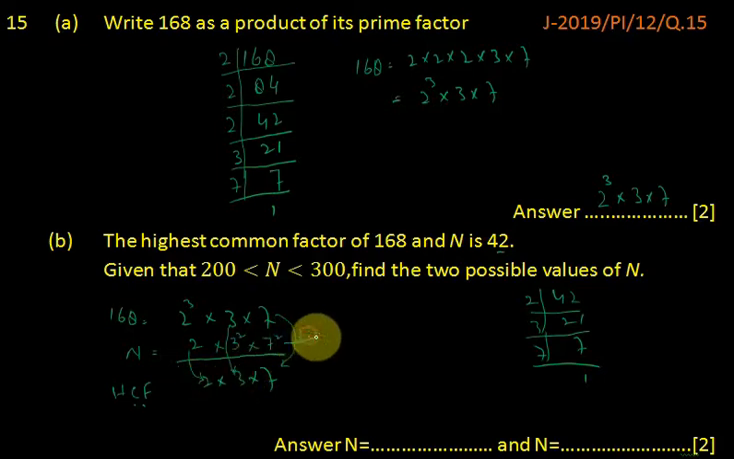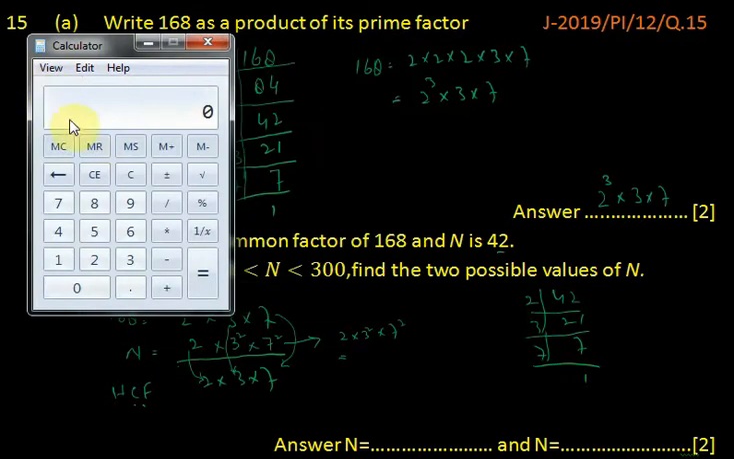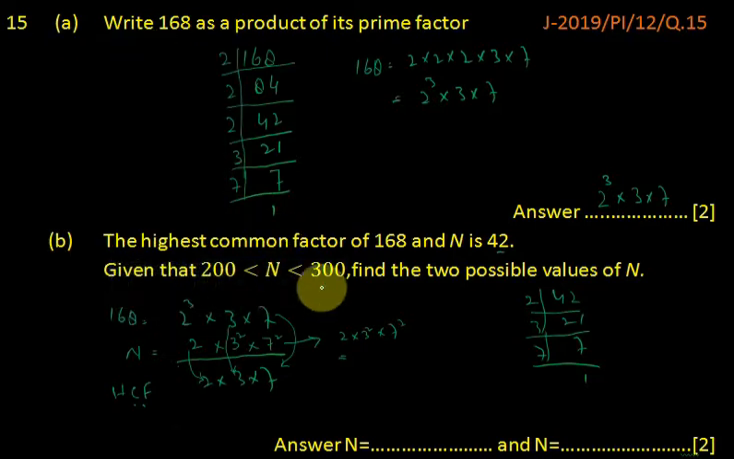Okay, in this case, if you multiply 2 multiplied by 3 to the square multiplied by 7 to the square, the answer must be in the range. So we consider 2 multiplied by 3 multiplied by 3 multiplied by 7 multiplied by 7. It becomes a huge number, but we have to restrict it between 200 and 300. So we do not take this value.